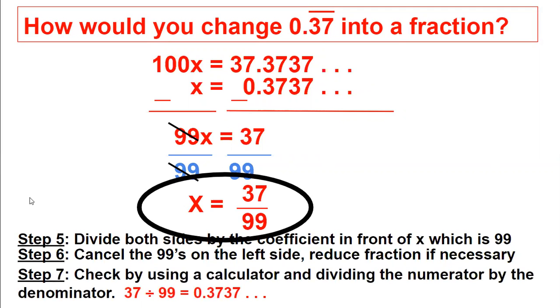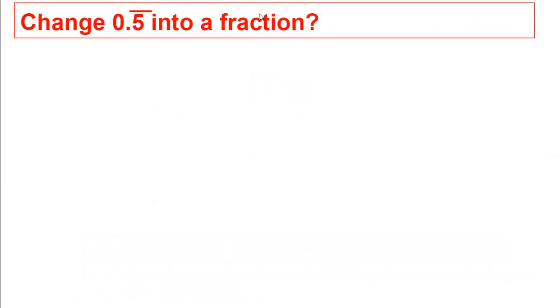Step 7, check by using a calculator and dividing the numerator by the denominator. So we divided 37 by 99. Hopefully you paused the video and tried that. Your calculator should have shown you it was 0.3737 repeating.